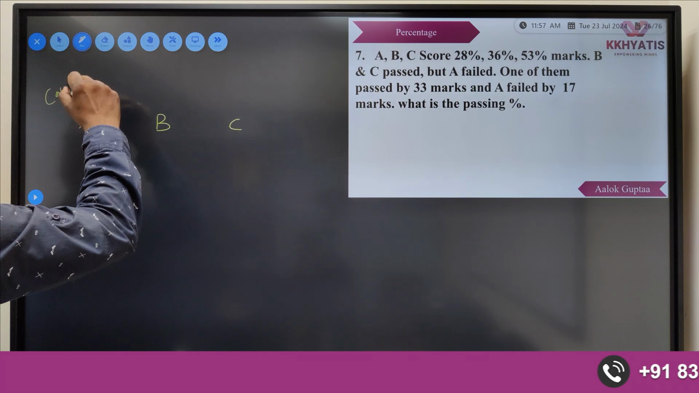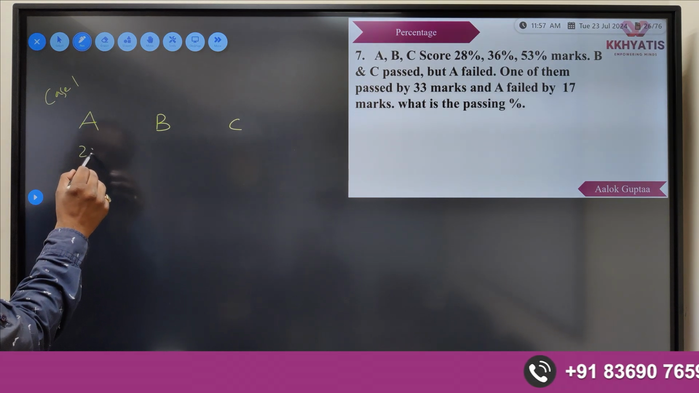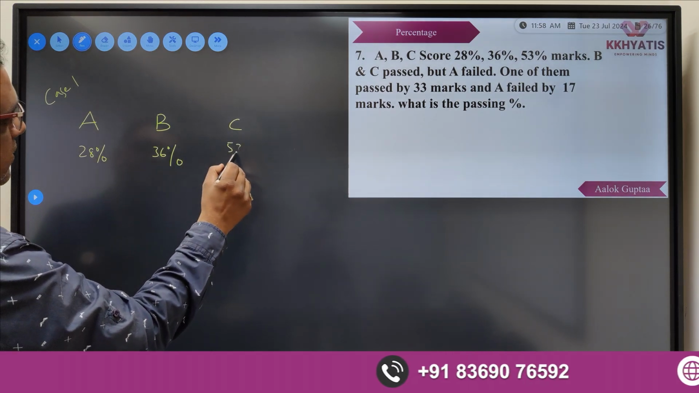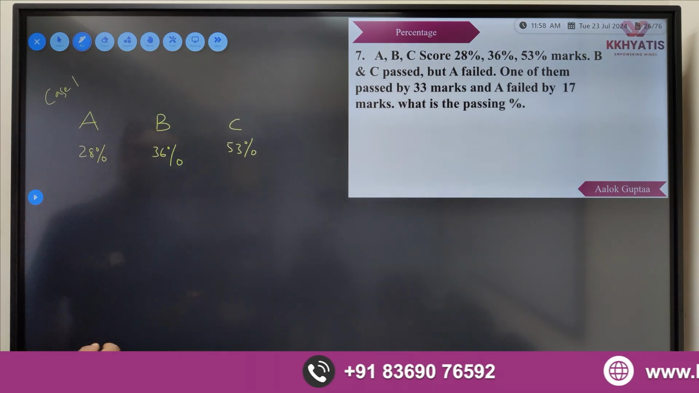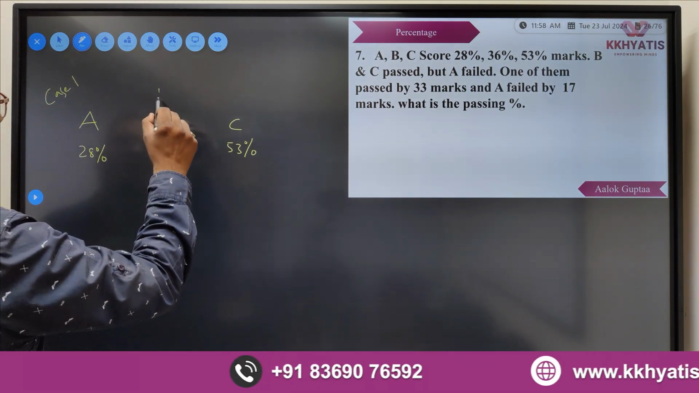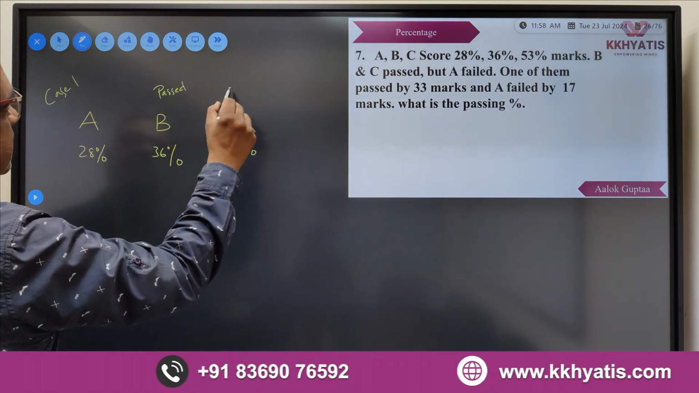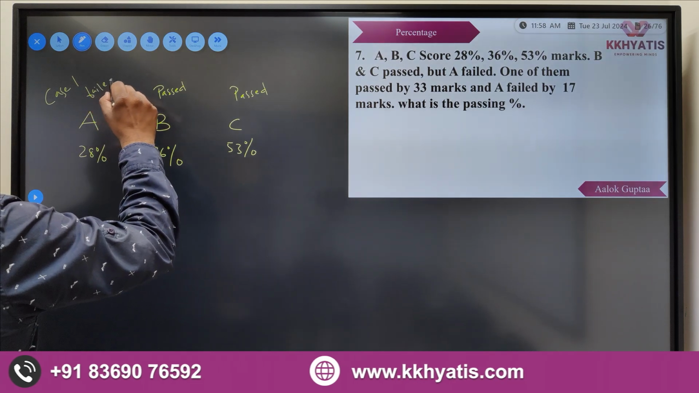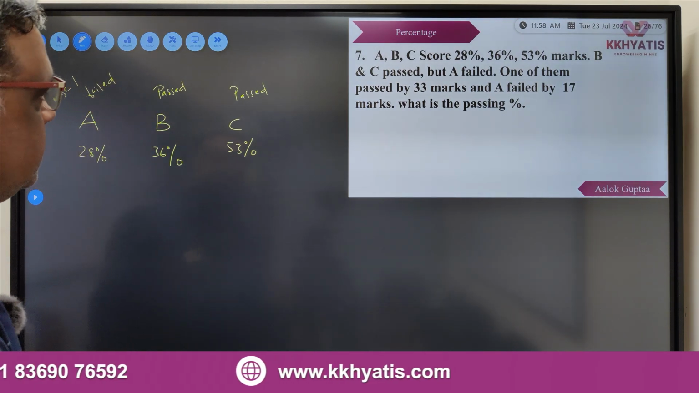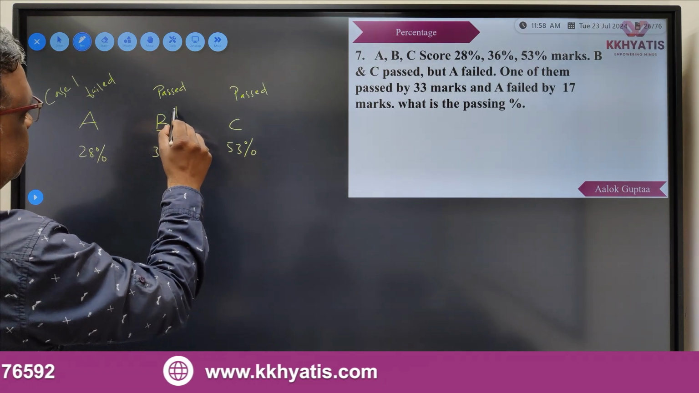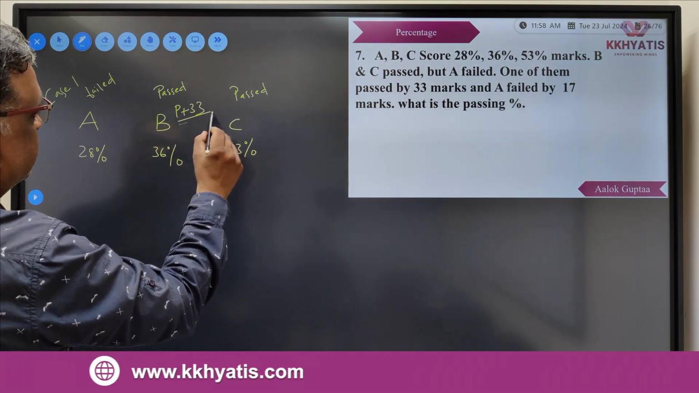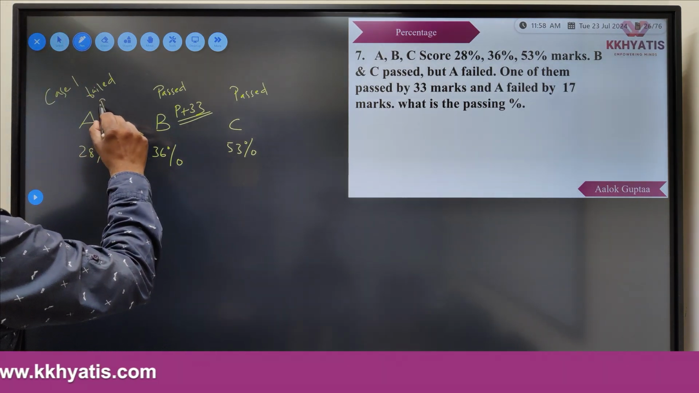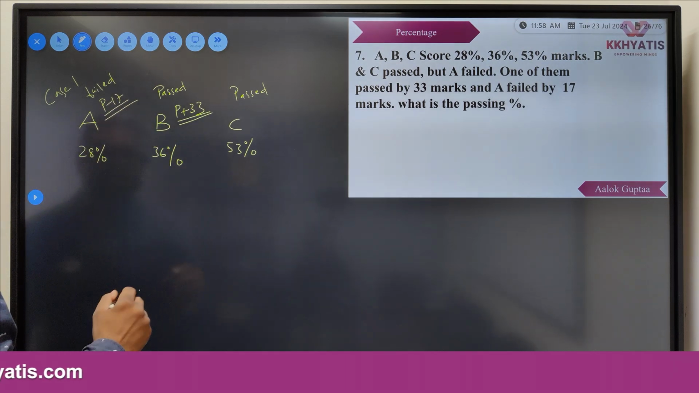This is case 1. A 28%, B 36%, C 53%. B and C, they passed. So he also passed, and he failed. One of them passed by 33 marks. So let us say he got P plus 33, where P is the passing mark. Case 1. And A failed by 17 marks. So he got P minus 17. This is my case 1.